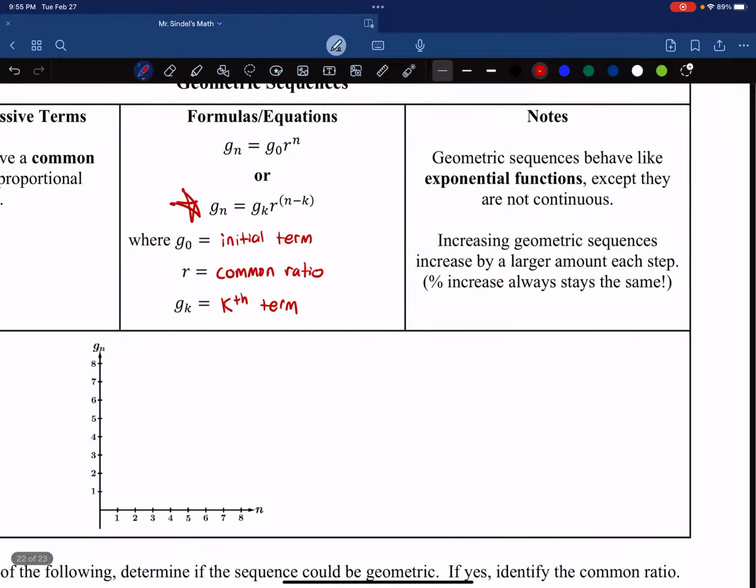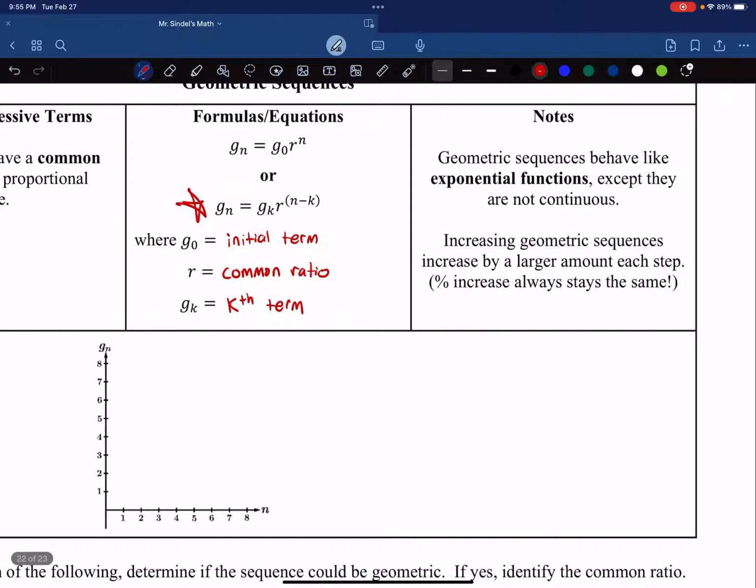All right, so interestingly, this is an exponential function. Exponential functions that are still not continuous. Again, we are in the discrete land, just a bunch of points, no lines. And increasing geometric sequences increase by a large amount at every single step, or decrease by a large amount each step, depending on the type of ratio that we have.